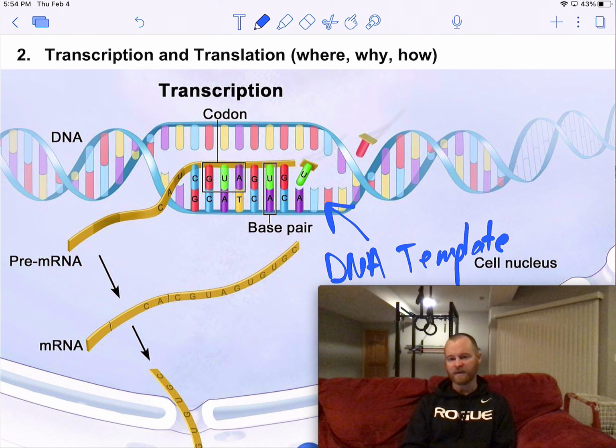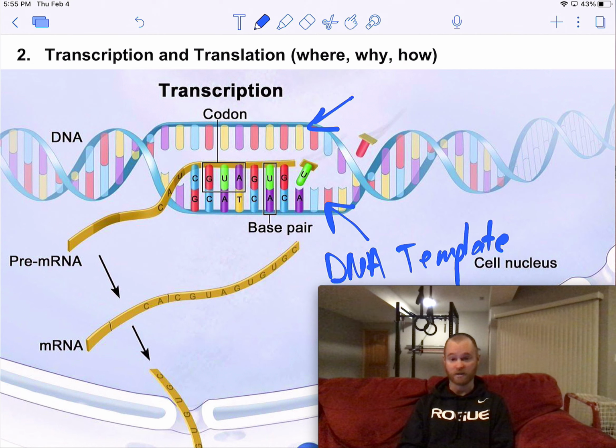I'm going to call it the template because it's the side that is matching up to complementary RNA nucleotides. This side, nothing doing. It's just had to get split apart. And which side, how do you know? You don't have to know that. You just know that one side is a template. It'll tell you in a problem. This is the DNA template side. This is the side that's going to be transcribed in your body.